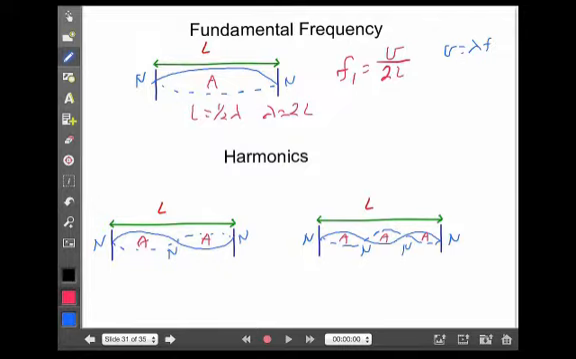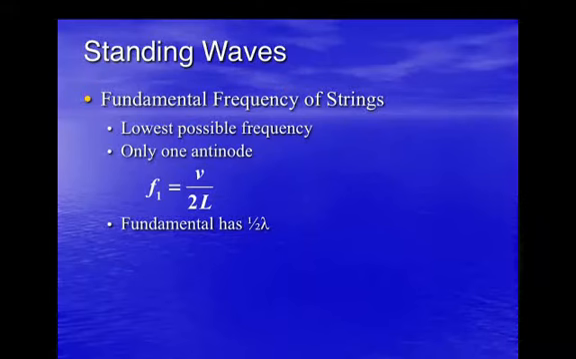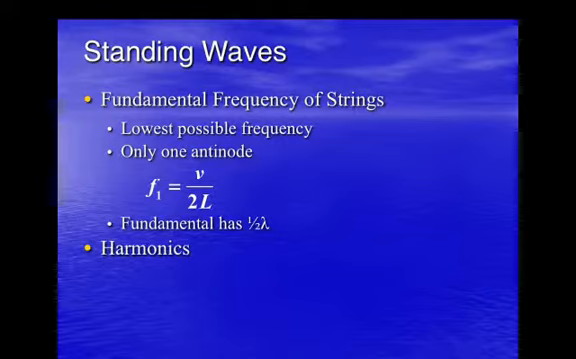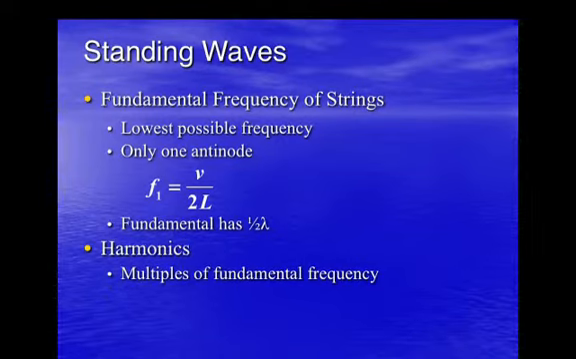Now in music, they're sometimes called octaves, but a harmonic is simply a multiple of your fundamental frequency. Okay, so this one here on the left would be called F2, and this one on the right would be called F3. Notice that the number of the harmonic also matches the number of antinodes. So where the fundamental frequency of a wave is always half the wavelength, the harmonics are multiples of that fundamental frequency.